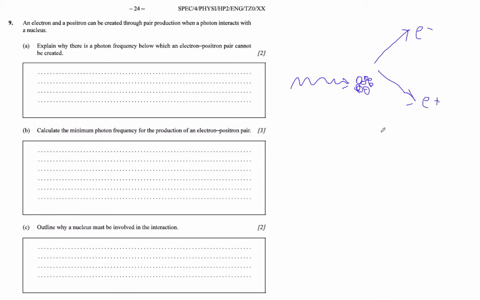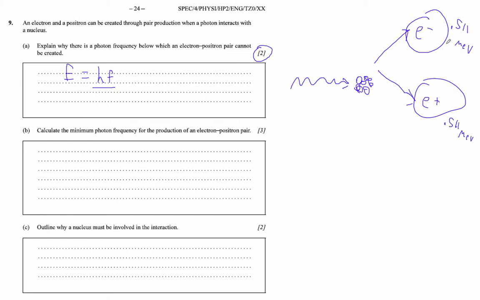Okay, so explain why there's a photon frequency below which an electron-positron pair cannot be created. Well, remember the energy of a photon is hf. And at the very minimum, you have to have enough energy to create these guys, and this takes 0.511 MeV to create. But you can't just create one of those. You've got to also create this to balance charge and lepton number.